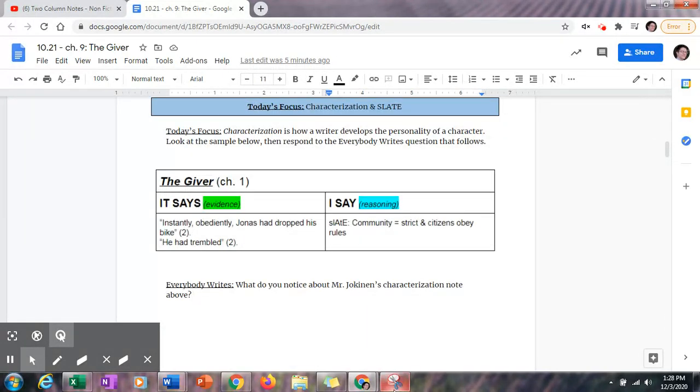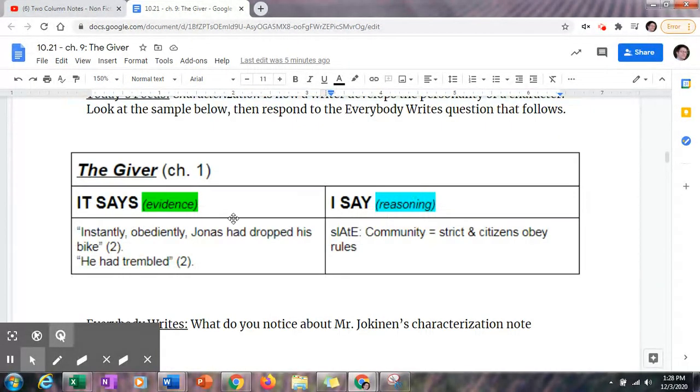Here is maybe how a note in your 2 columns would look. This is one of the 3 C's that I found, and it's characterization. I'll code it with the phrase SLATE, and you'll see I capitalize the letters that I think show the idea from my note. So my note is characterizing the community here as really strict, and the citizens are obeying them. I capitalize the A and the E because it's mostly the actions, A, and the effects on people, E, that guide this idea. Evidence on the left.